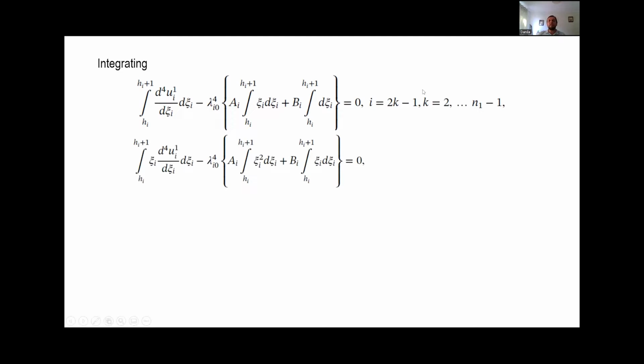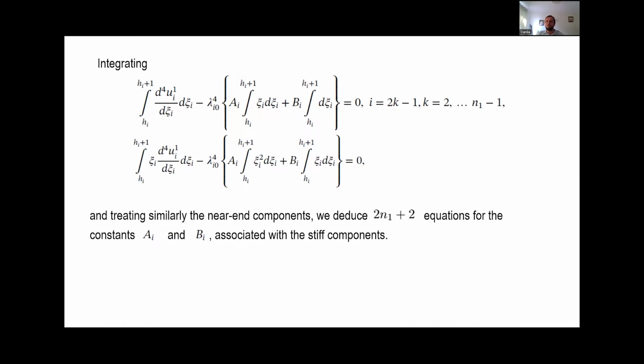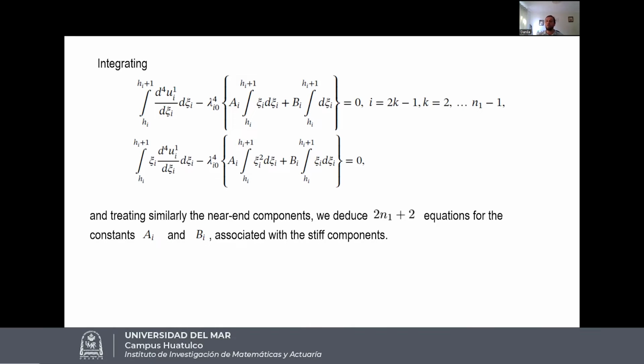So at the next step, what people usually do is add a multiple here, so that gives us some sort of a distance relation to a moment, really. So we are multiplying it by xi and also integrating all of that. And that gives us exactly 2n1 plus 2 equations for the constants ai and bi, which were the elements of the rigid body motions of stiff components.